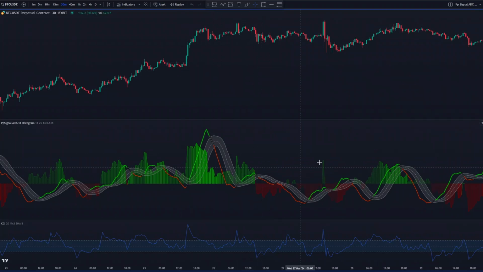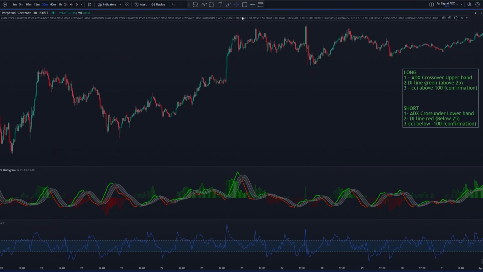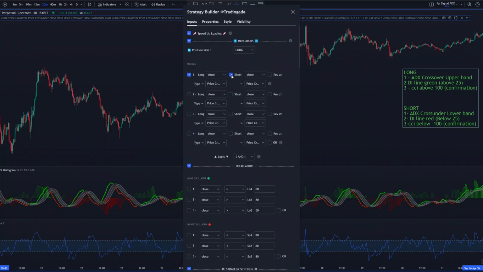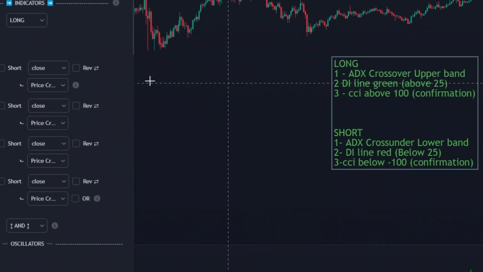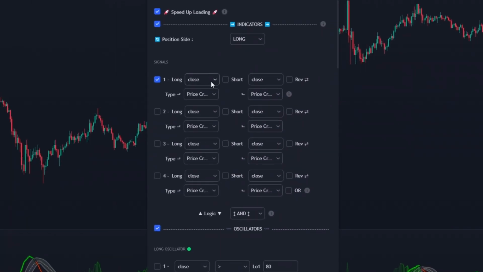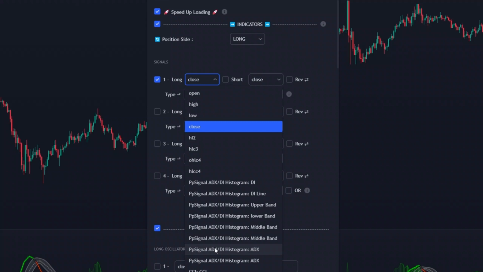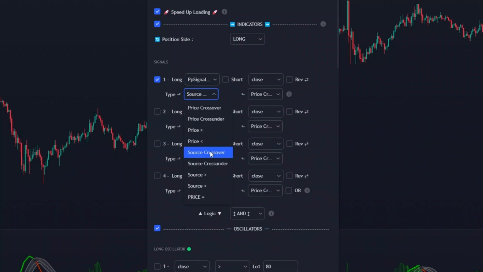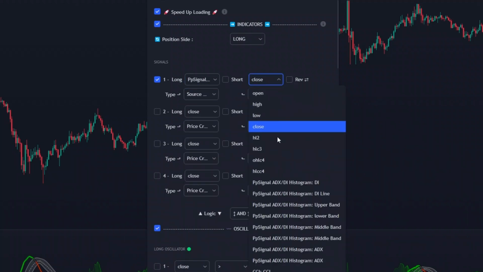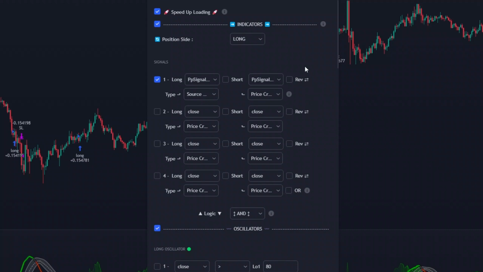Now that we understand all the rules, let's build the strategy together. Let's load the strategy builder onto the chart. For now, we can disable the short position because we will set only the long position. So the first rule is that the ADX crosses over the upper band. Here we go in the long signal, we select the ADX, and we need the ADX to cross over the upper band. And this is the first entry rule.